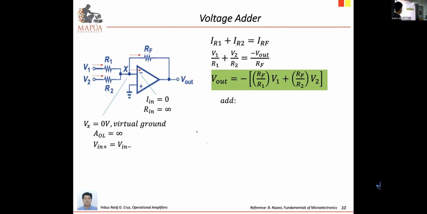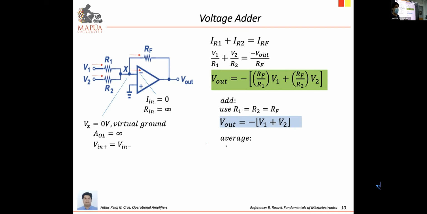So to add, you can design the circuit in such a way that all components have the same resistances. So if R1 equals R2 and also equal to the feedback resistance RF, the multiplier will be equal to 1, and therefore Vout will be negative of the sum of V1 and V2. Okay, is that clear?